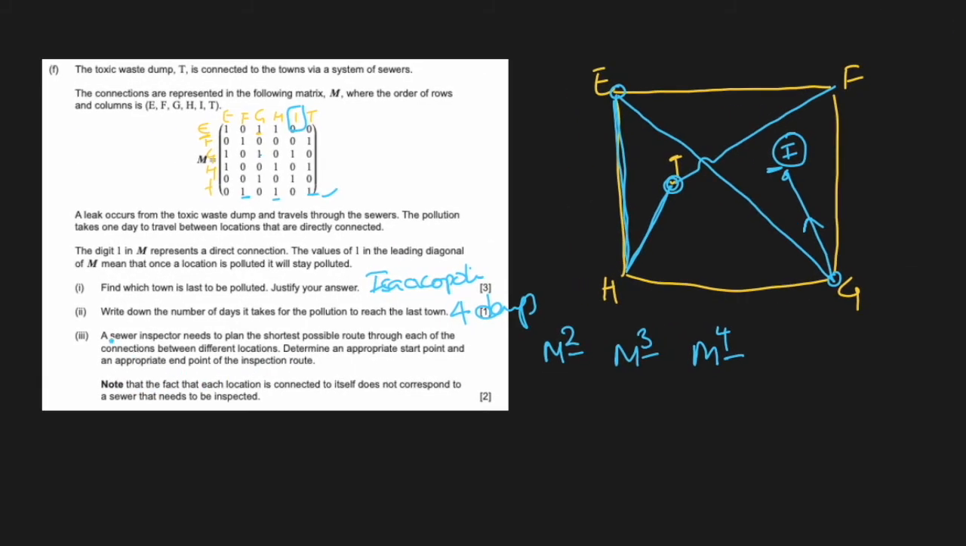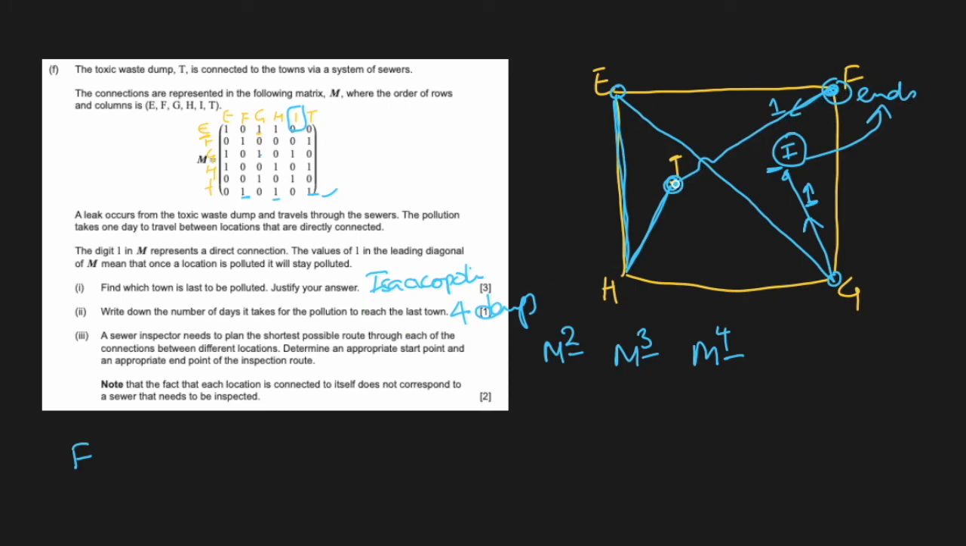A sewer inspector needs to plan the shortest possible route, basically to inspect each of the connections between different places. Determine an appropriate start point. You can see that the connection between F and other towns is only 1. So there is only 1 connection here. Isagopolis also has only 1 connection. That means they are the ends. These two. So you can start from F or start from I. What I can see from the picture here is, let's start from F.